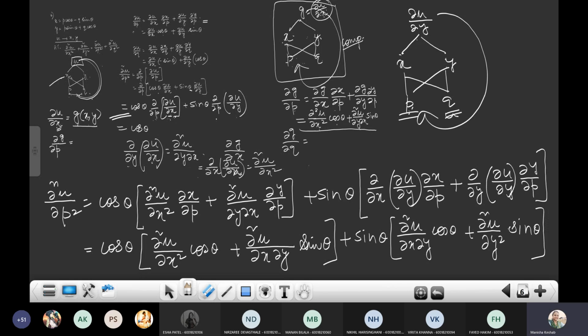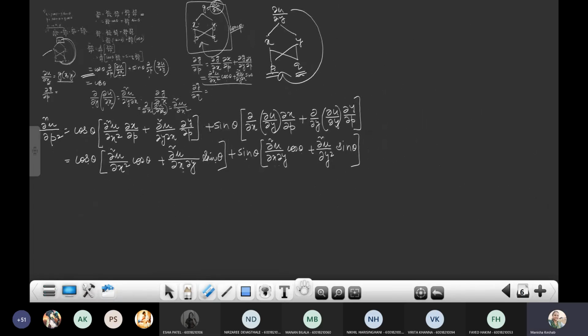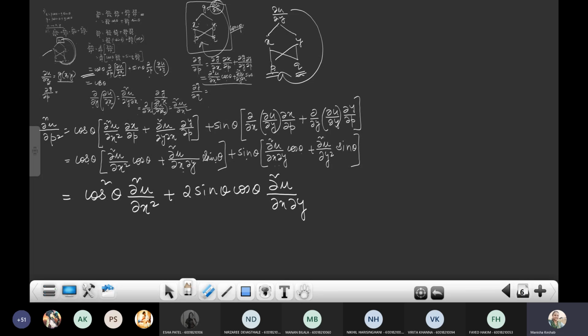Okay, so you can see here these two terms are the same, so that is what cos theta sin theta is, sin theta cos theta. Fine. So if we simplify now, what we will get is cos² theta into ∂²U/∂X² plus 2 sin theta cos theta into ∂²U/∂X∂Y plus sin² theta into ∂²U/∂Y².